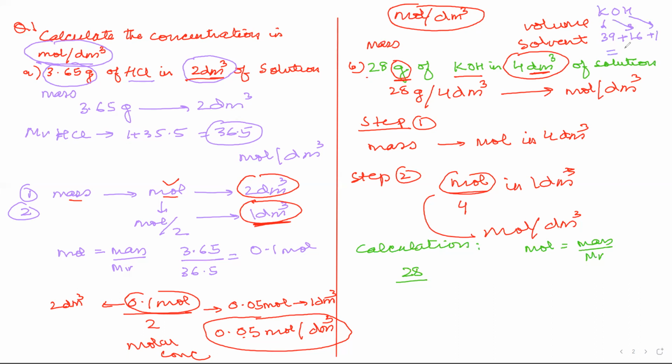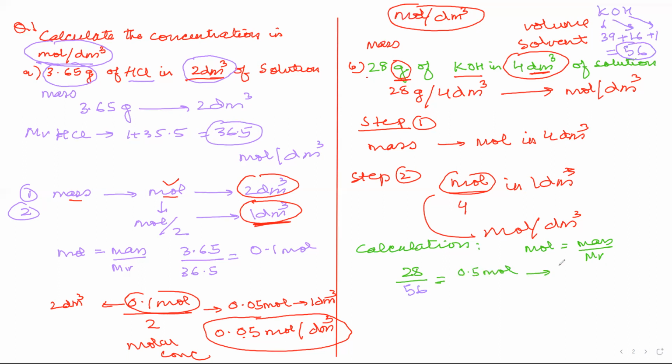So in step 1, for calculation of moles, no matter how simple the formula is or how complicated the compound is, your Mr calculation should be correct. If the value of Mr which you have calculated is wrong, the moles you derive from that calculation will be wrong. So you have to be very careful while calculating the Mrs. So the 28 grams you're dividing by 56 in order to get the moles. 28 divided by 56, we are getting 0.5 moles.